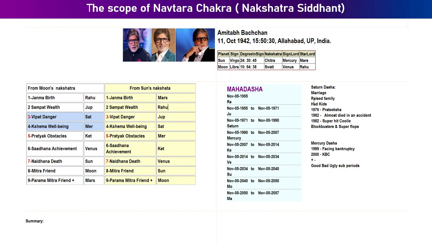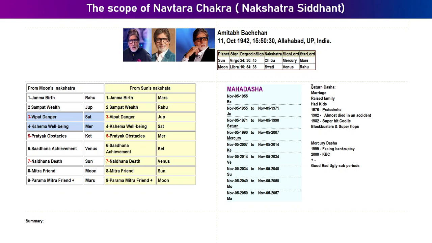So if you look at the Saturn dasha of Amitabh, and if you take the very classic rule which says look from the moon's star, then the Saturn dasha indicates vipat, or the danger, right? And if you look from the sun, the Saturn dasha becomes kshema, or well-being. So from the moon it becomes bad, and from the sun it becomes good. But we'll just focus on the moon.